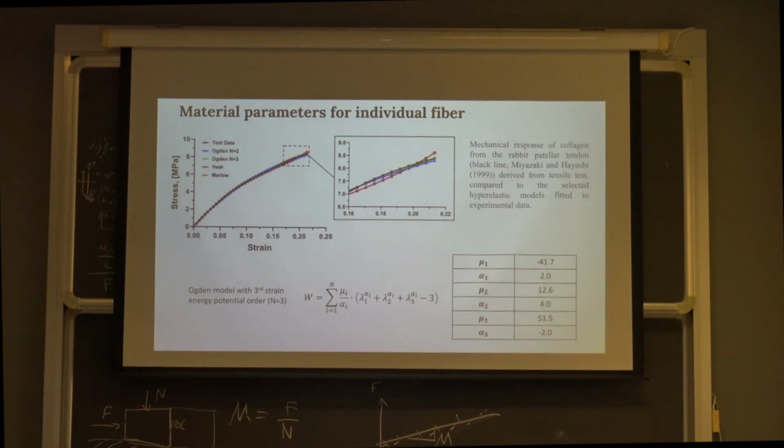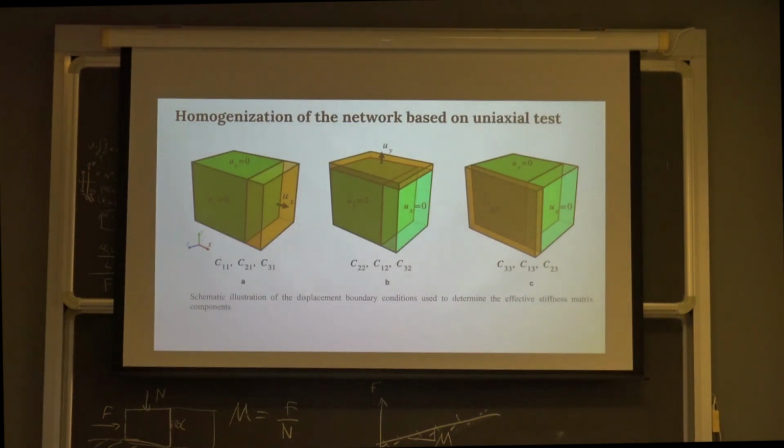Then we need to select the model for the individual fiber, and we used the rabbit collagen patellar tendon fiber as a reference. We looked at the stress-strain curve and noticed that it is similar to the behavior of hyperelastic materials. So we used Ogden, Yeoh, and Marlow materials to approximate the test data. We noticed that the third-order Ogden model approximates the test data better, and we chose it for further calculations.